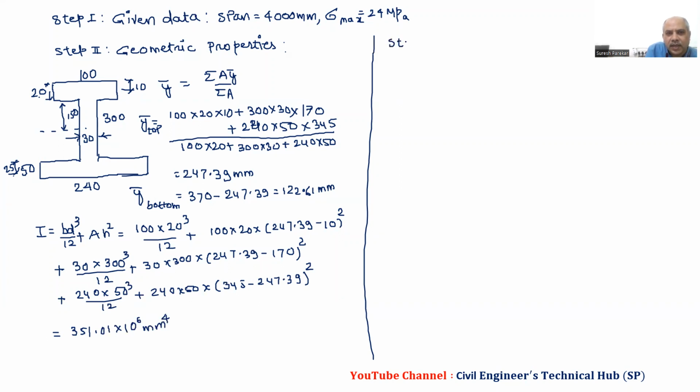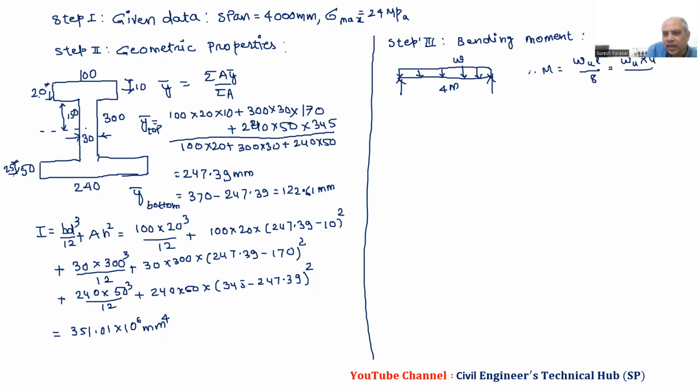Then we have step 3, bending moment. For a beam with UDL throughout the span, and the span we have is 4 meters, and we have this value that is W. So we have this as W, and therefore we have M is equal to WL square by 8, W into 4 square by 8, which is equal to 2W. And then we have step 4, bending stress.